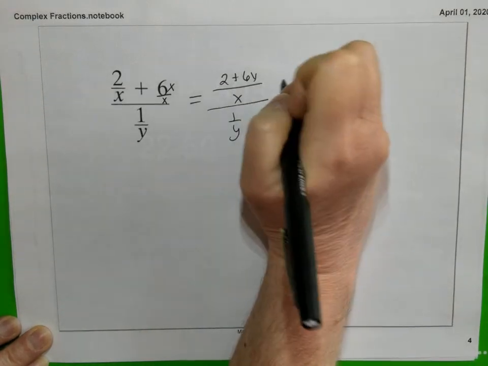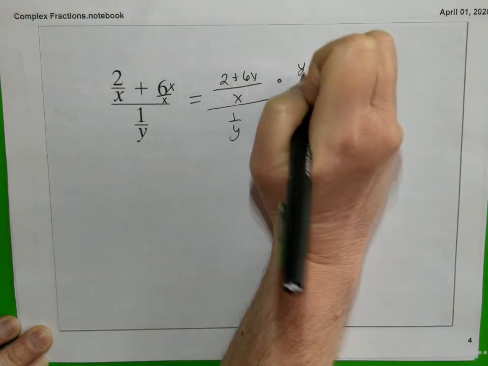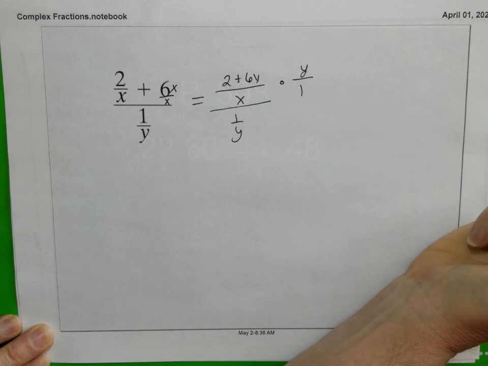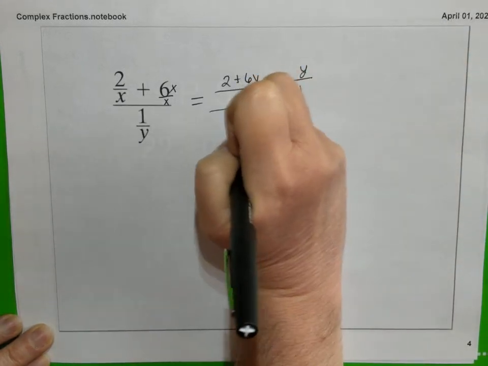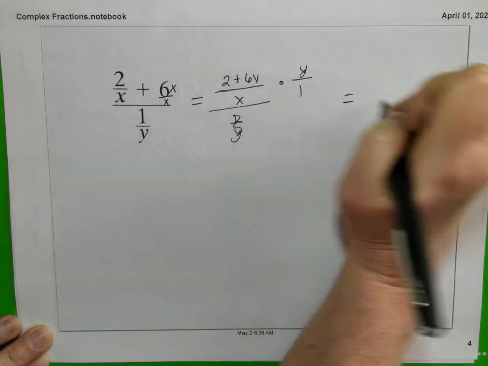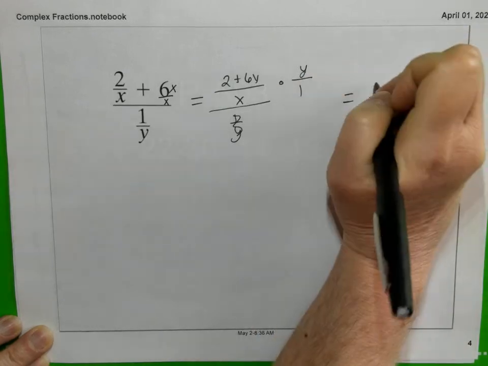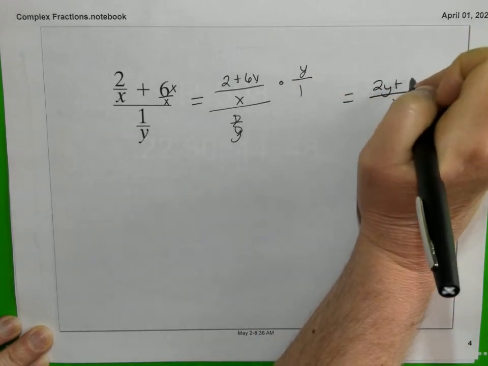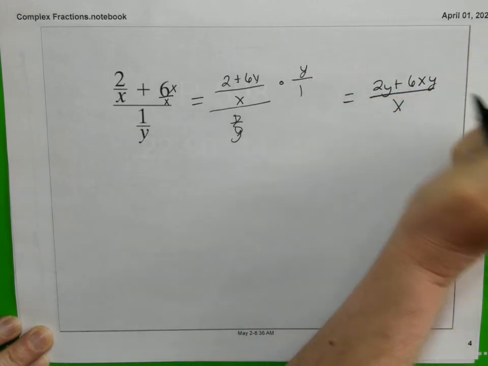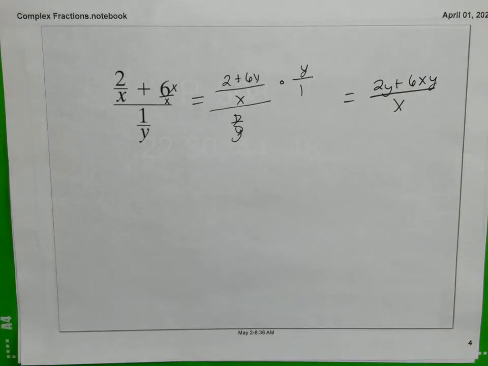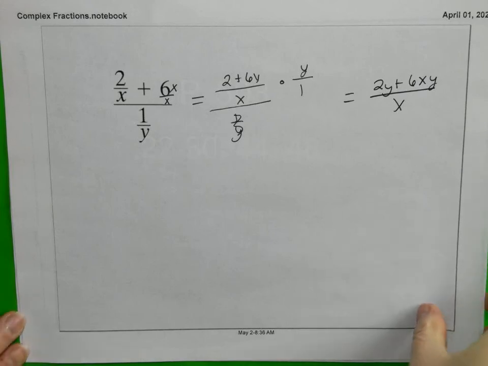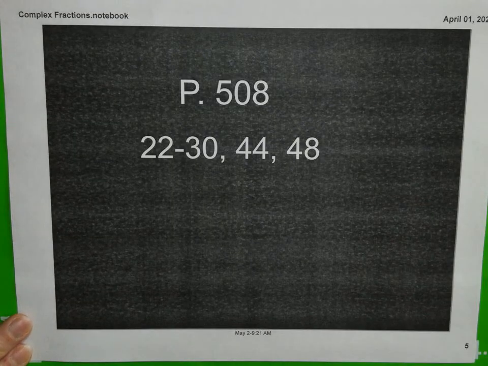I take the 1 over y, I turn it upside down, turn it into y over 1, and now I multiply. Well, the bottom turns out to be just x, and the top is 2y plus 6xy. And that is how we do complex fractions. Not so horrible. Let's take a look at the assignment.